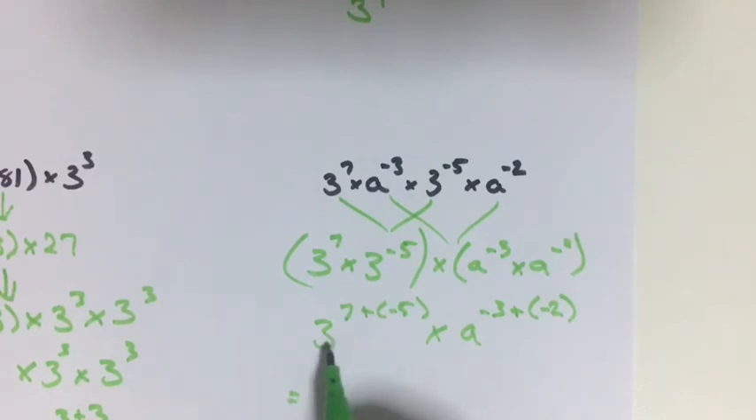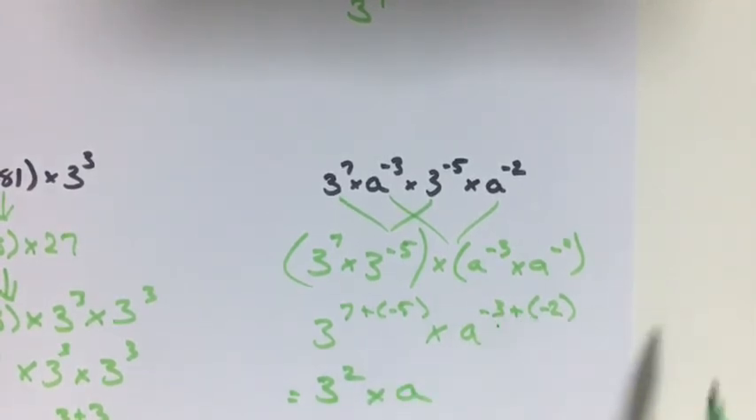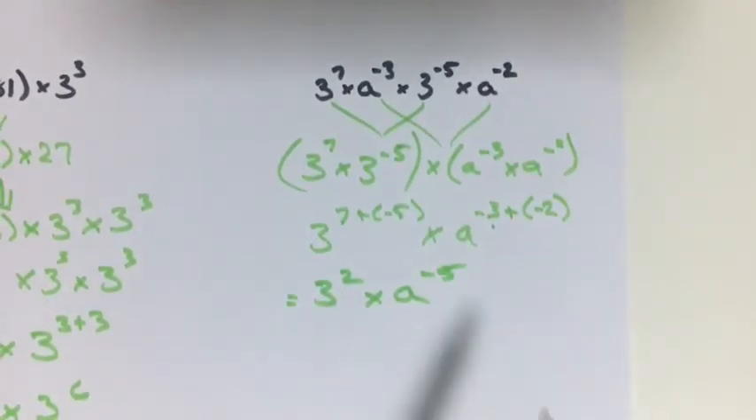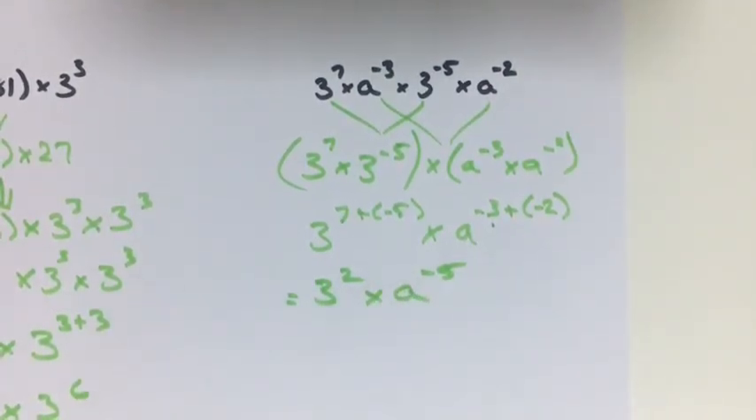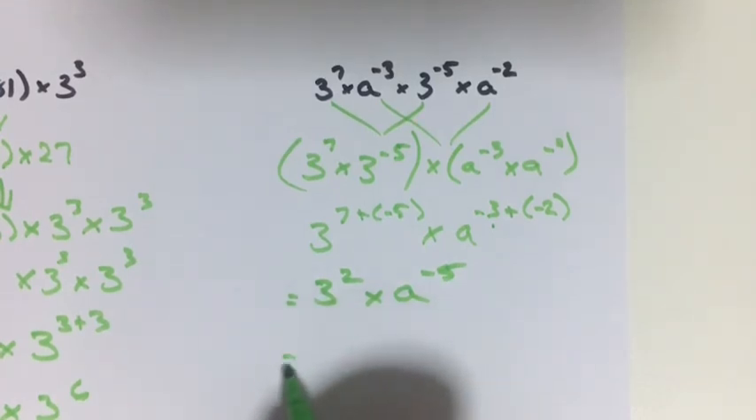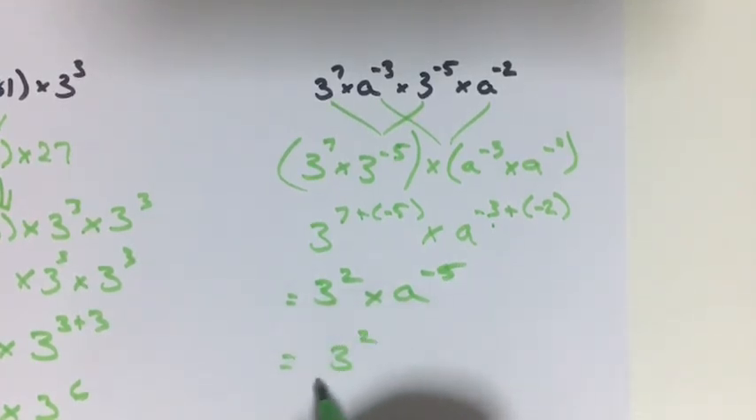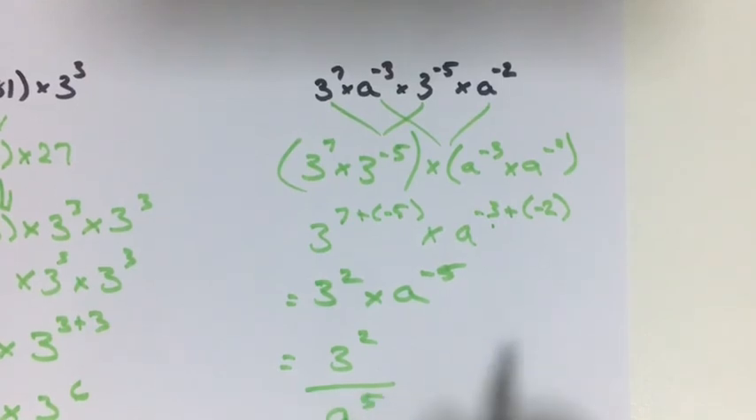So we're going to come to 3 to the 7 plus negative 5, which is 3 squared, times a to the negative 3 plus negative 2, which is a to the negative 5. We don't want a negative exponent, so we're going to say 3 squared over a to the power of 5.